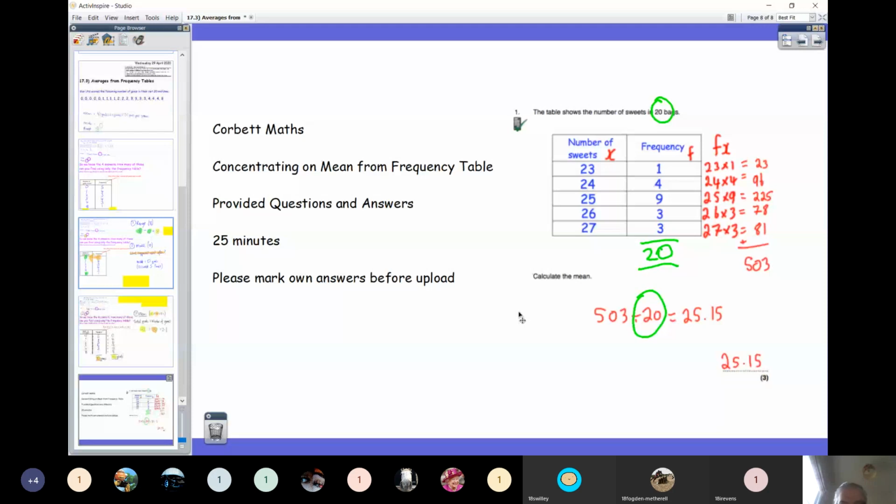So, just to conclude, Corbett Maths is where the questions and answers have come from. Whilst we've gone over mode, range and mean, the mean's the trickier one to work out, so that's what we're concentrating on for our homework. I've given you the questions and the answers. 25 minutes is all the school's expectation is that you spend on it, because obviously you've just spent 10 or 15 minutes listening to this already, and then it takes time to upload it and all that, okay? But I'm really keen that you're getting it right as you go. So please mark your answers before you upload it to me.